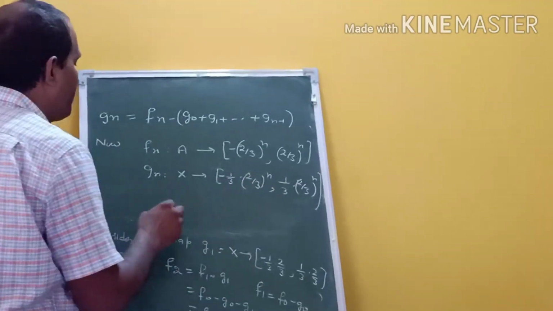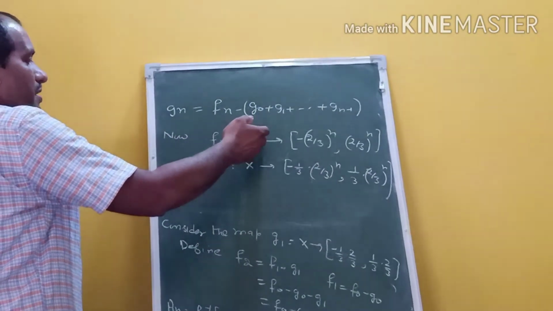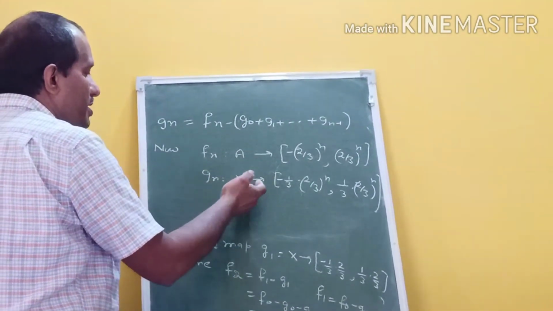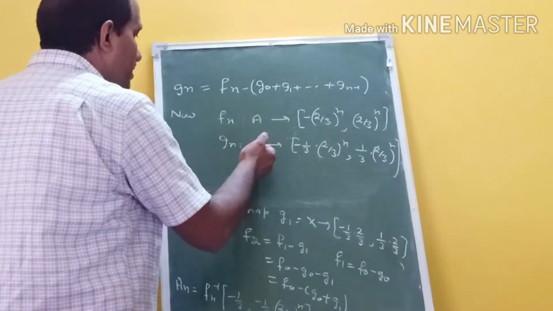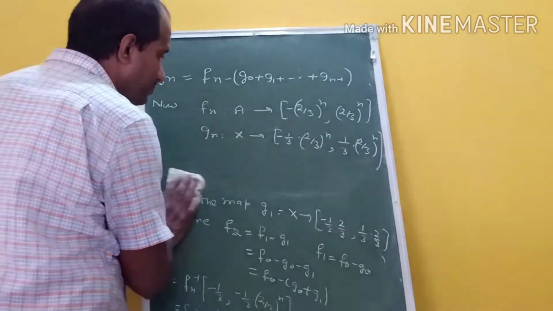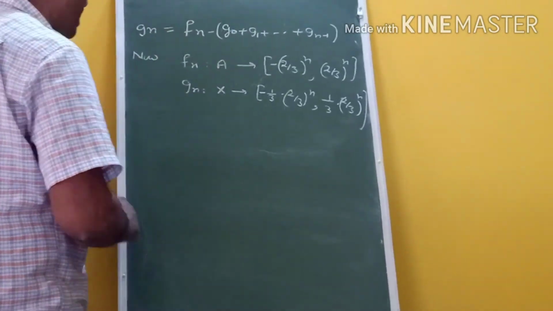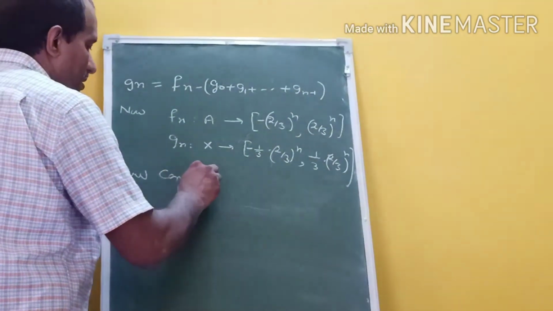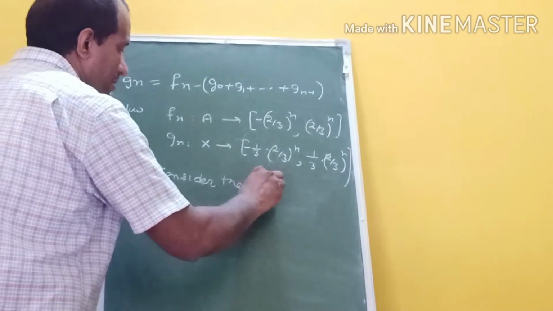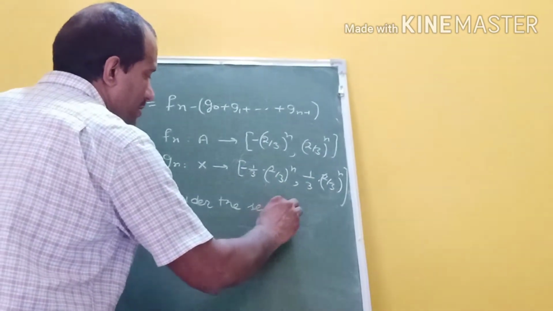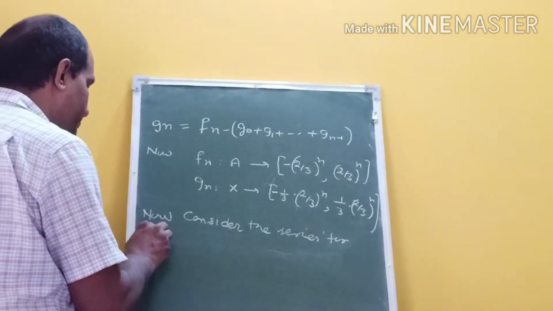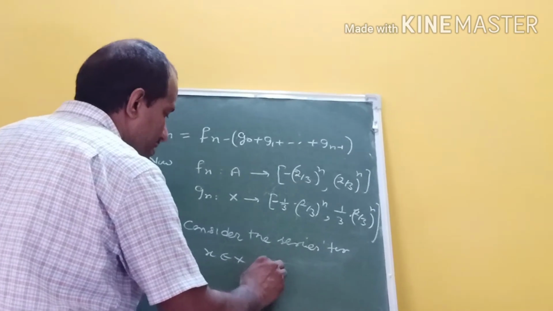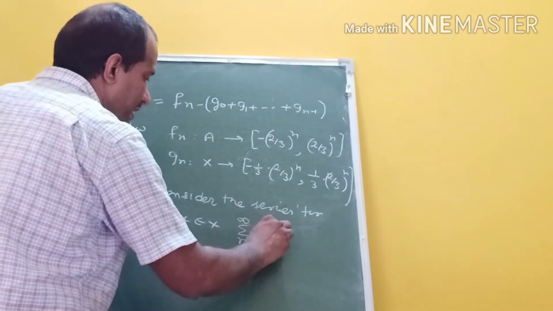In this way, we obtain an infinite sequence of continuous mappings defined on the closed subset A of X, and A is a closed subset of X, and g is a continuous mapping on X. Now consider the series: for each x belongs to X, summation n from 0 to infinity g_n of x.